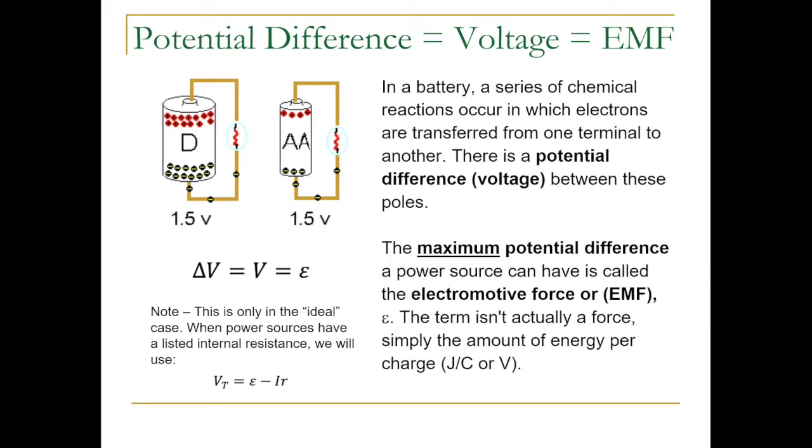If you actually hooked up a battery to a circuit and measured its voltage, you wouldn't actually read 1.5 volts. And that's because all power supplies have a little bit of internal resistance inside them, which means that some of the energy associated with the battery is actually being used up inside the battery itself. So the real voltage of the battery may be more like 1.3 or 1.4. So we'll get into that a little later when we talk about power.